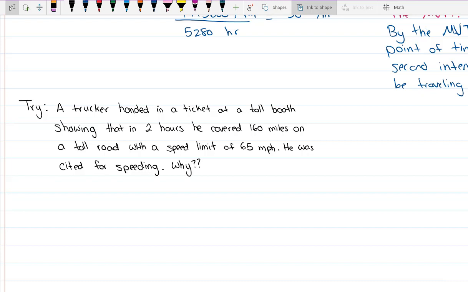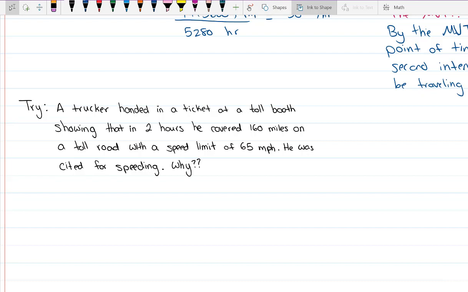But they didn't track his speed. They didn't wave him down with a gun. They don't know his instantaneous rate of change at any moment in time. So why was he given a ticket? Using the mean value theorem, try to figure out how they knew. So take a minute now, pause the video, and try to figure it out.